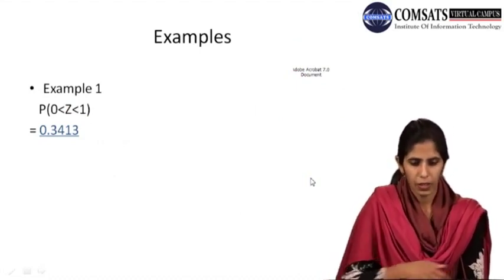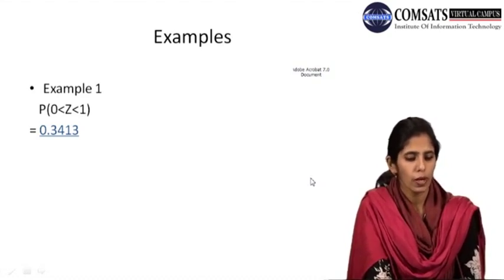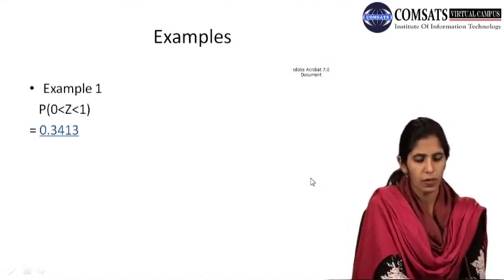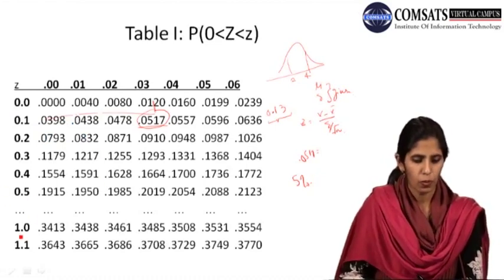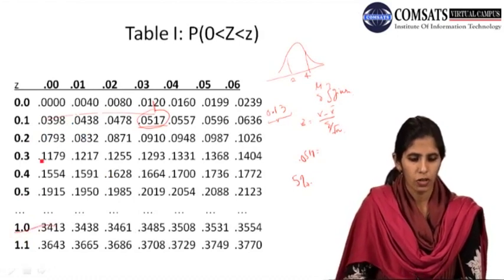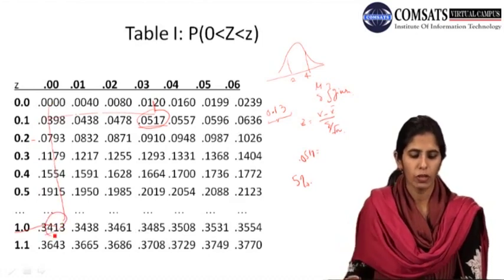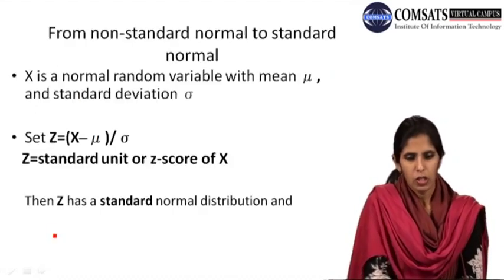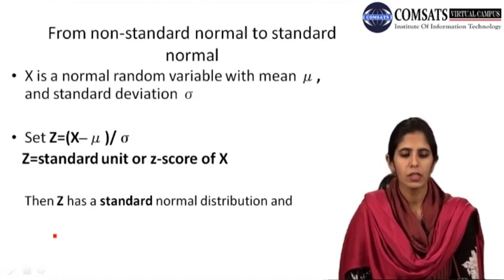Now we can see it with multiple examples. If we are interested in knowing the area between 0 and 1 in the curve, we can see that it is 0.3413. If we refer to the table again, we can see how much area is lying between 0 and 1. So we are interested in knowing this position, and this is determined through 0.3413, which is the given point under the curve.